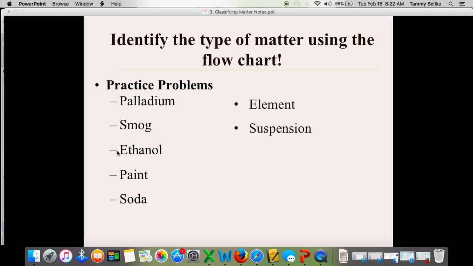Ethanol. Ethanol is a kind of alcohol. It has a chemical formula of CH3CH2OH. So ethanol, since it has a chemical formula made up of carbon, hydrogen, and oxygen, it's a compound. Paint. Paint is not on the periodic table. There are a lot of different compounds within paint, so it's definitely a mixture.